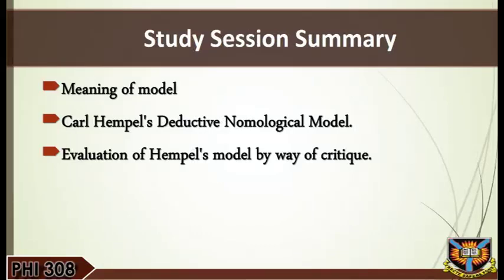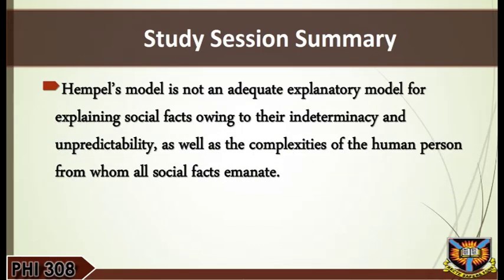Study session summary. So far in this lecture, we have attempted an assessment of Carl Hempel's deductive nomological model of scientific explanation. We started with a brief explanation of the meaning of model and then proceeded to explain Carl Hempel's deductive nomological model. This was followed by an evaluation of Hempel's model by way of critique. The conclusion drawn is that Hempel's model is not an adequate explanatory model for explaining social facts, owing to their interdependency and unpredictability, as well as the complexities of the human person from whom all social facts emanate.